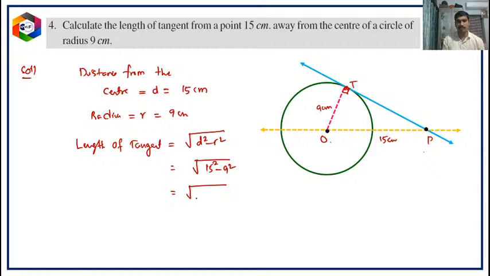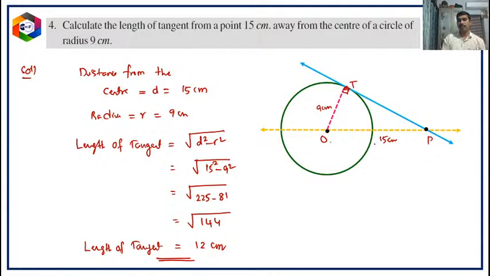So 15 square is equal to 225 minus 9 square, which is 81. Let us subtract that. 5 minus 1 equal to 4. 22 minus 8 equals 14. So square root of 144. As we know that the square root of 144 is 12. So 12 centimeters. Therefore, length of tangent is equal to 12 centimeters.